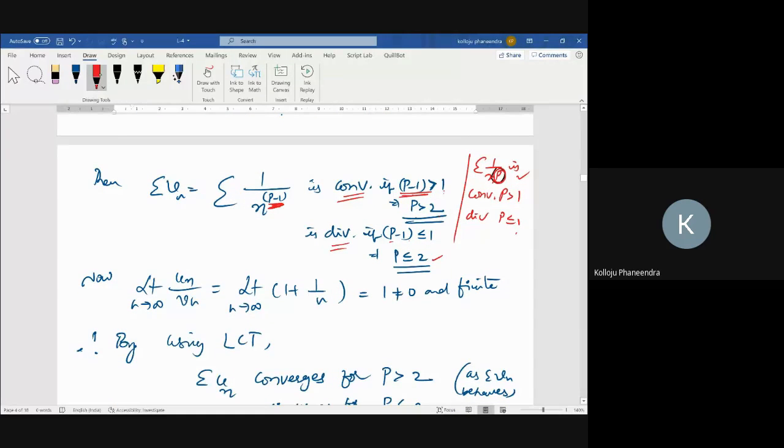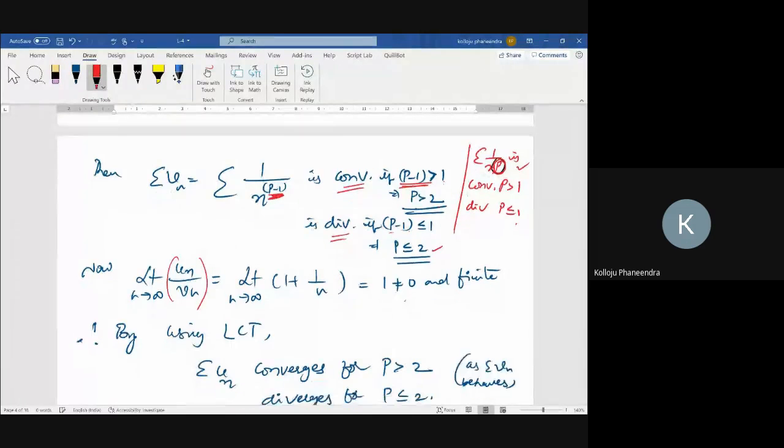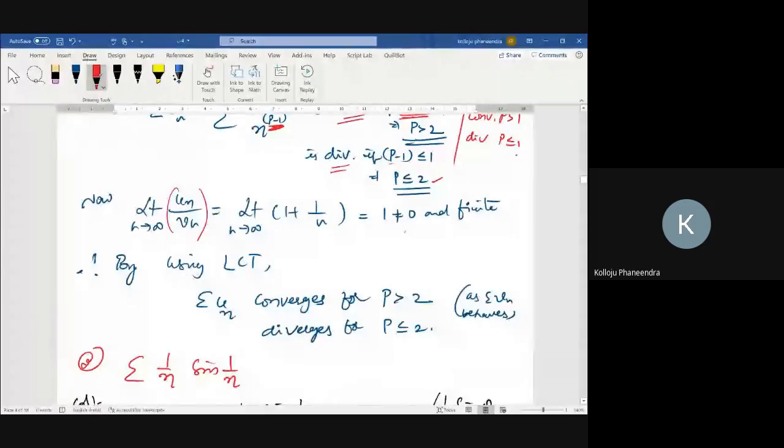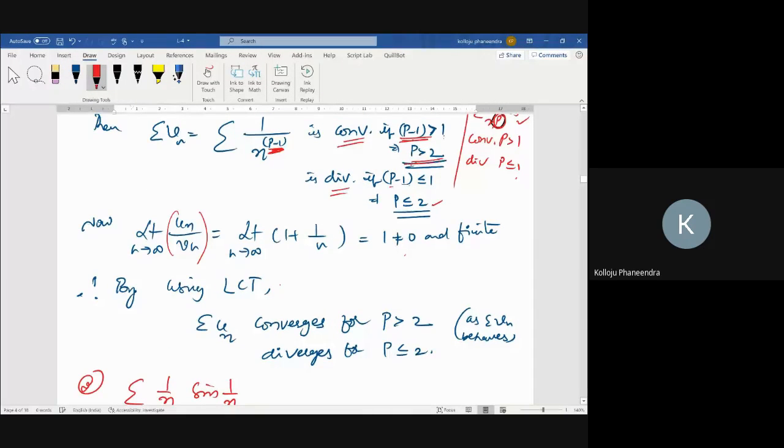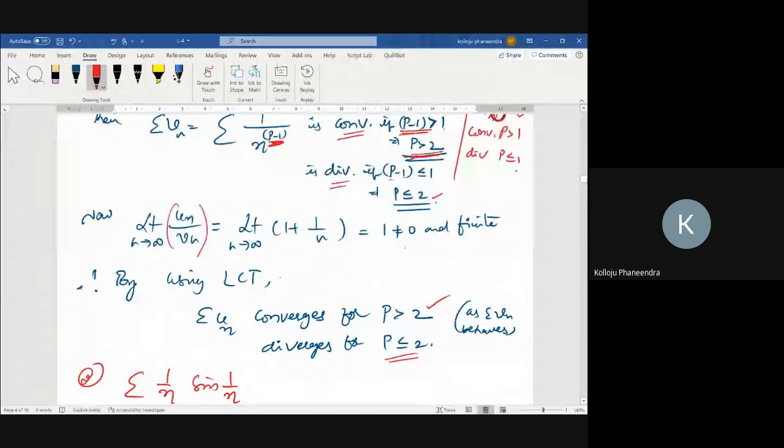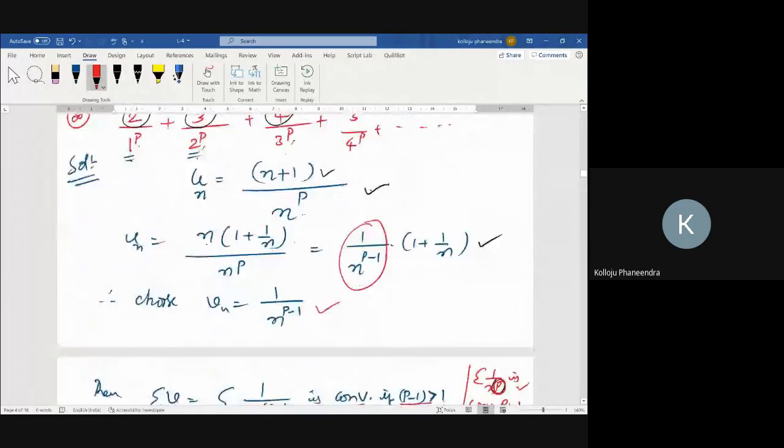Taking the ratio un by vn, I am getting 1, which is not equal to 0 and finite. So by the limit comparison test, since vn converges for p greater than 2, un also converges for p greater than 2, and un also diverges for p less than or equal to 2. This is one model problem.